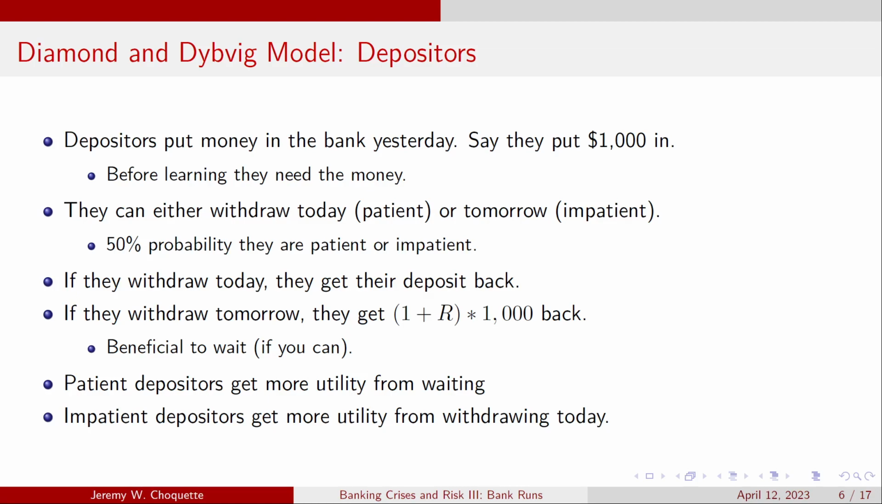Now if they withdraw today, they get their deposit back, right? So they get that $1,000 back. If they withdraw tomorrow, they're going to get 1 plus R times $1,000 back. Why? Well, because there's the interest being paid, right? So it's beneficial to wait, but it's only beneficial to wait if you can wait. If you can't wait and you need the money now, well, that extra, let's say 50, 60, 70, 100 bucks isn't going to do you a lick of good because you need it now. So the more patient depositors will get more utility from waiting, and the impatient depositors will get more utility from withdrawing today.